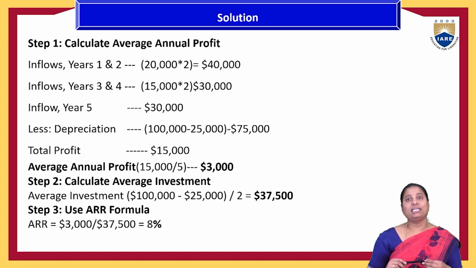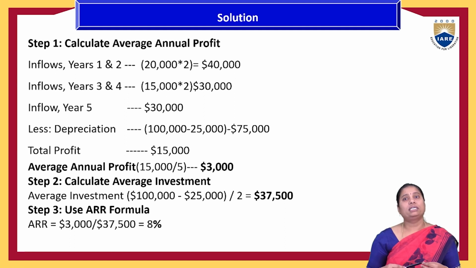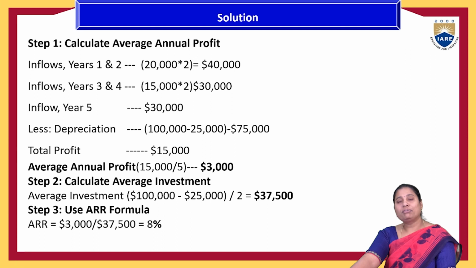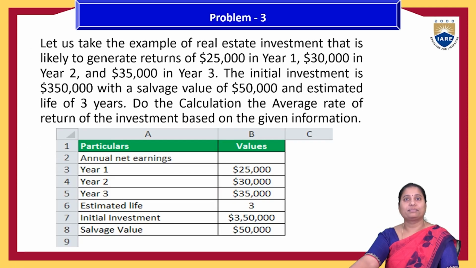Here, in the first 2 years they are going to get 40,000, in the third and fourth years they are going to get 30,000, and in the fifth year they are going to get 30,000. So after deducting the depreciation, the total net profit of that organization is $3,000. And the average investment is 37,500 divided by the number of 5 years. It will be 3,000 divided by 37,500, which means 8%. On average, they are going to get a net profit of 8% on their investments.